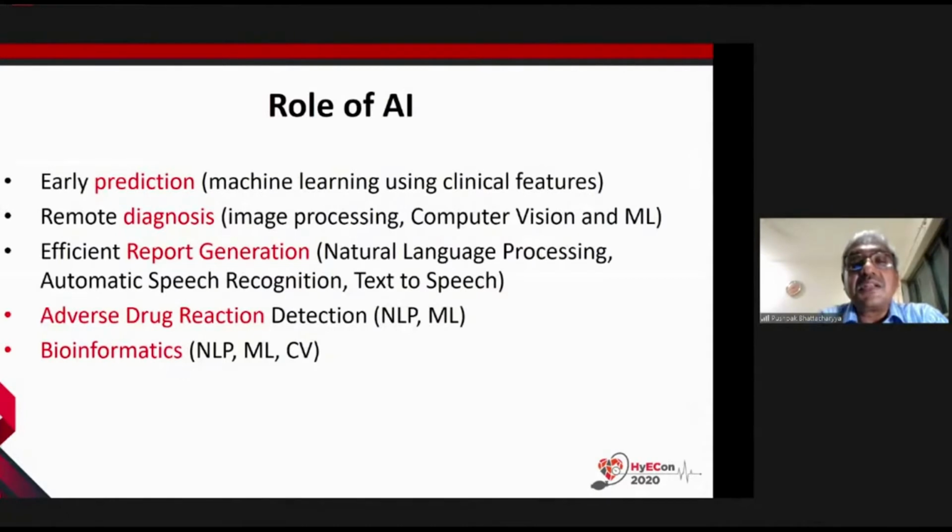Now, artificial intelligence has been used for healthcare in problems like early prediction, where clinical features are fed to a machine learning algorithm, and that is capable of early prediction of, let's say, cancer, for example. Now, remote diagnosis, where facilities are not available easily in remote parts of the country, parts of the world even, where image processing, computer vision, machine learning techniques have been deployed for diagnosis of maladies.